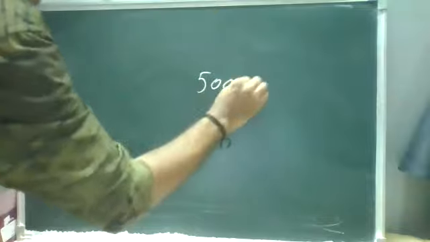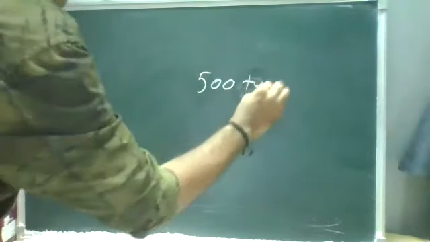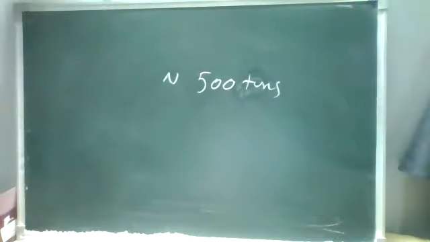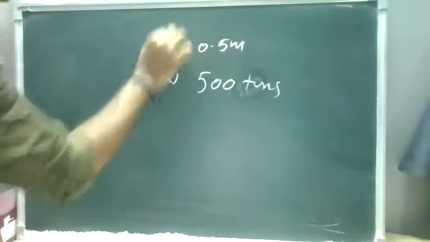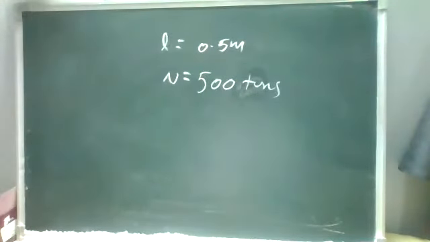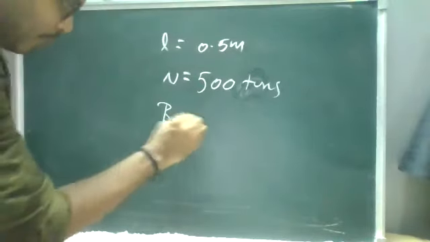Next question. A 0.5 meters long solenoid has 500 turns. See, remember, here the number of turns N is given. I need to convert it into small n. So they have given 0.5 meters length of a solenoid, the number of turns as 500, and the flux density. Flux density and magnetic field are both the same, B.